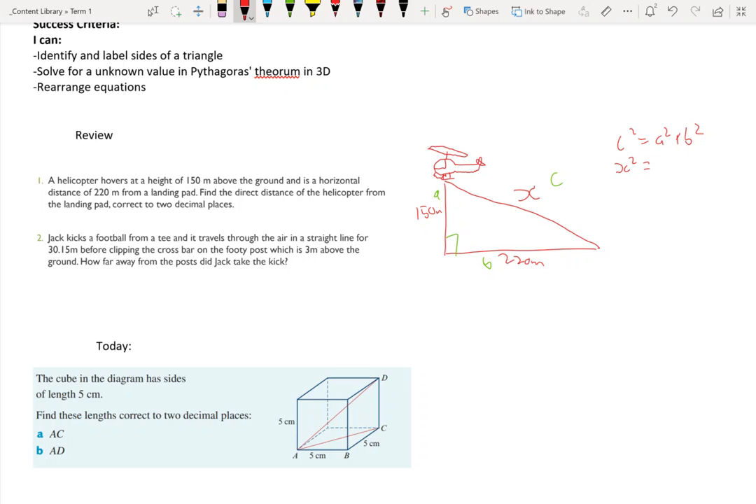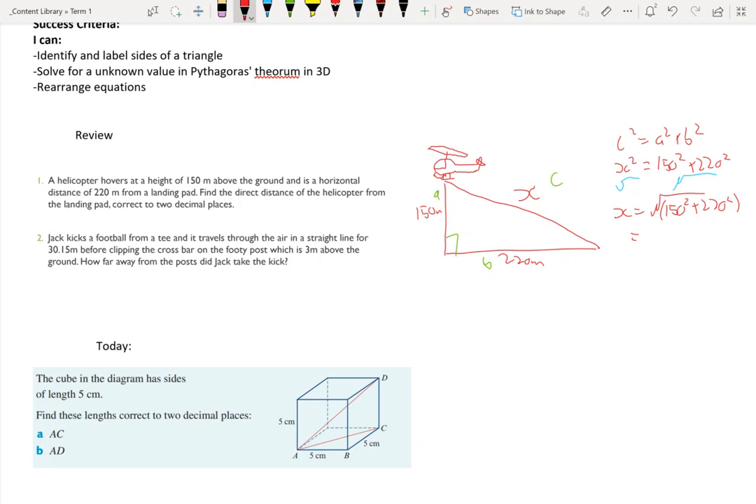X squared equals 150 squared plus 220 squared. Square root both sides to get x by itself. Once again, guys, you can do it step by step or you can do it all in one, up to you. X equals the square root of 150 squared plus 220 squared. Remember, that should be in brackets in your calculator. Let's put it in and see what we get. The square root of 150 squared plus 220 squared.